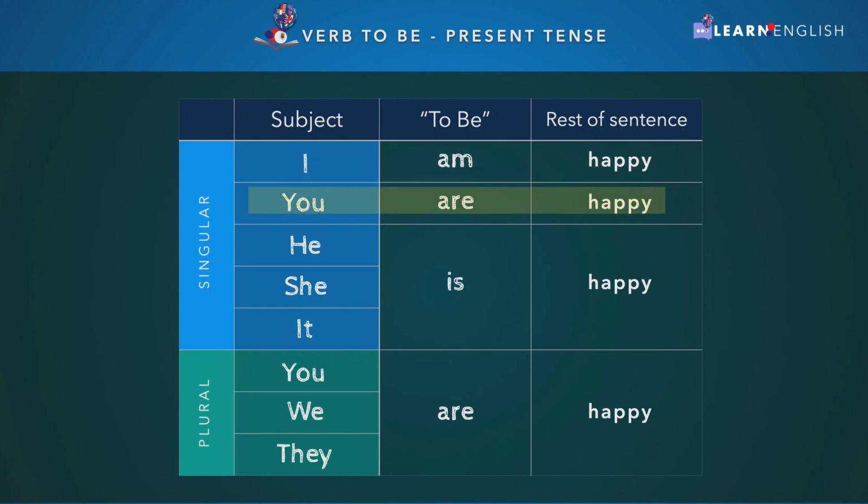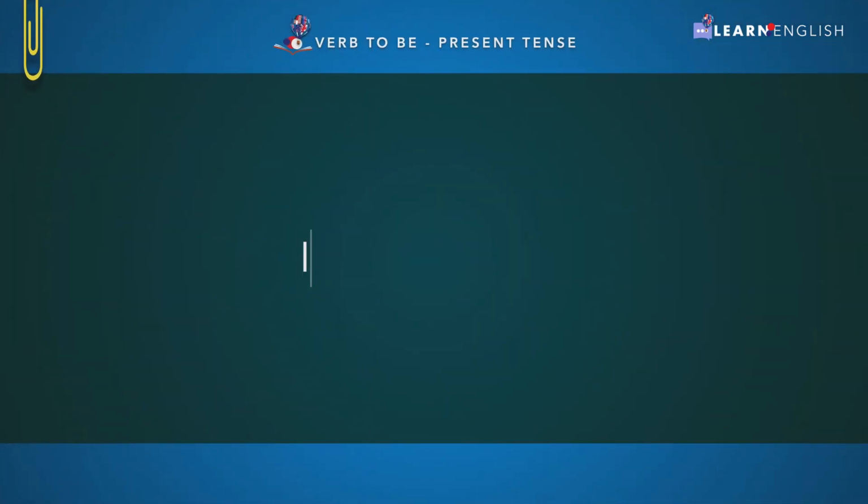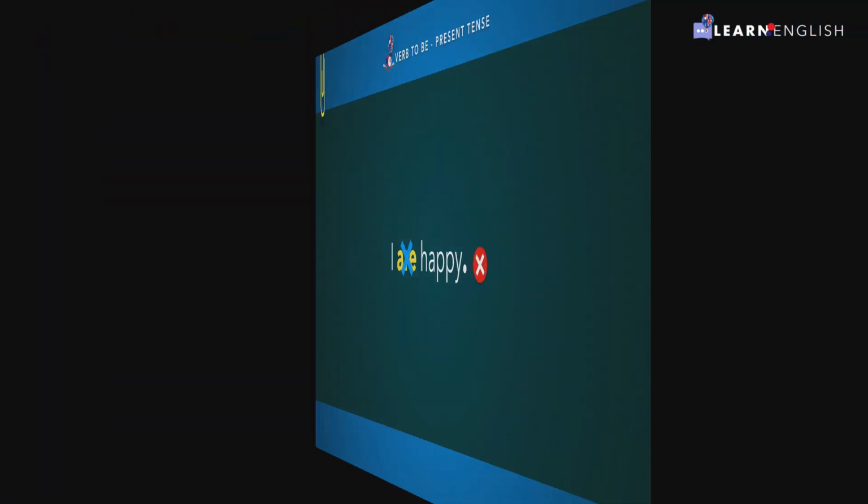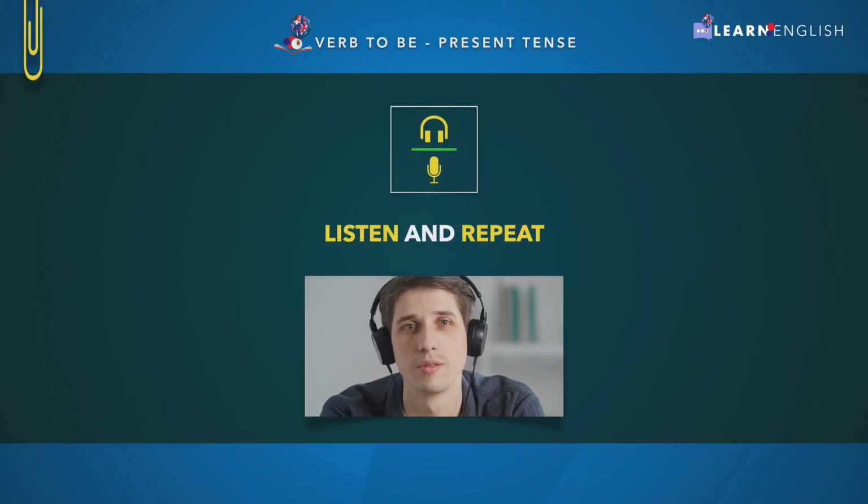I am happy. You are happy. He is happy. She is happy. It is happy. We are happy. They are happy. This is the correct form to use the verb to be in such a way that if we say I are happy, it's totally wrong. Let's review the correct use of the verb to be.